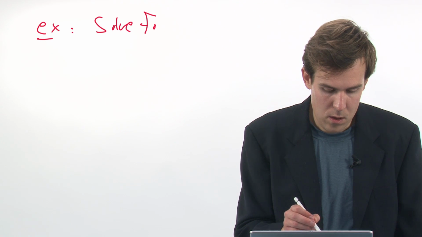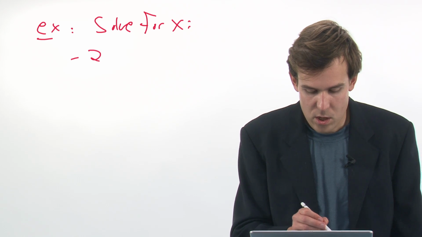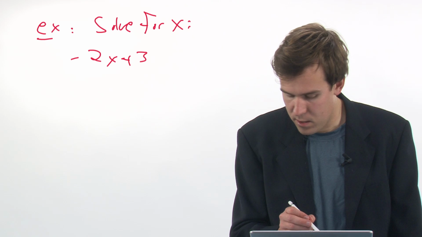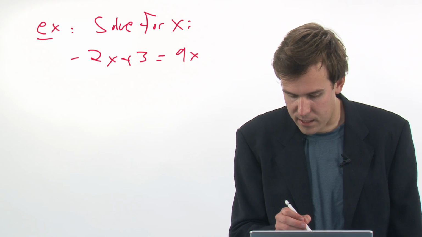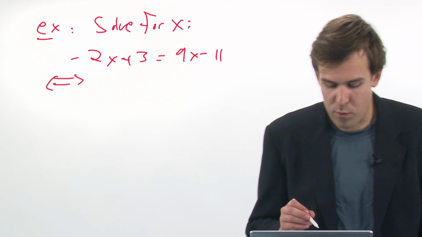One more, slightly more complicated example. We can solve for x in a situation like this. 2x plus 3 equals 9x minus 11. And we'll use our rules of algebra again.